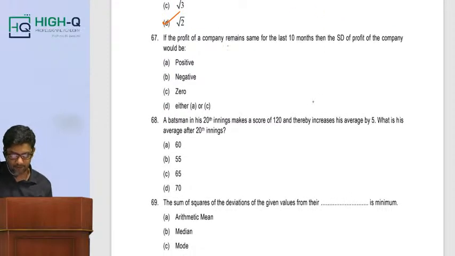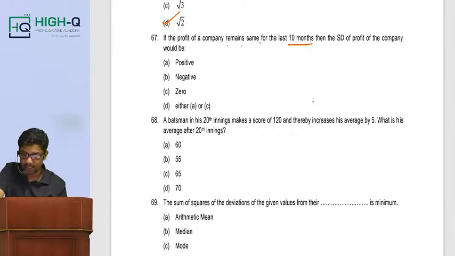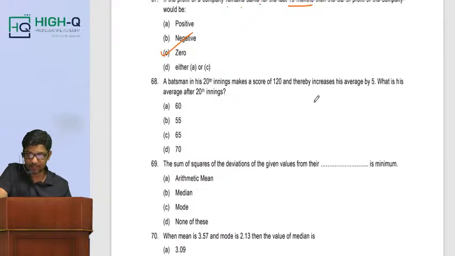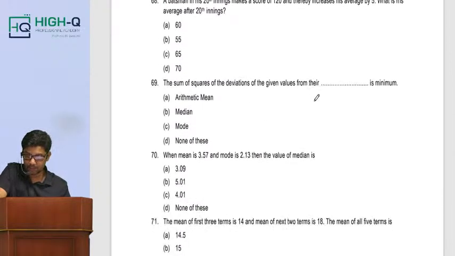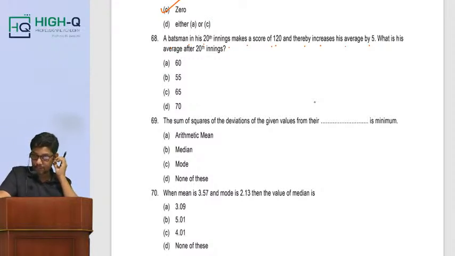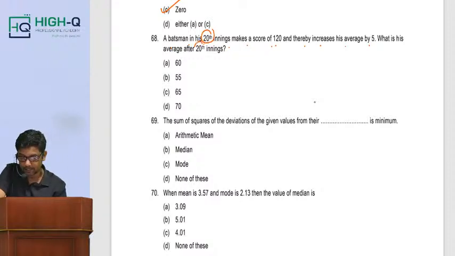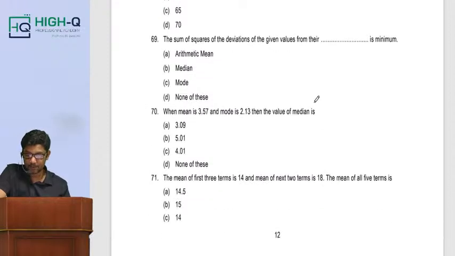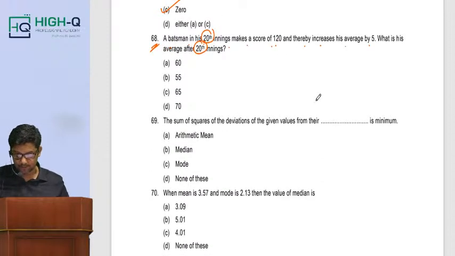The profit of a company remains same for the past 10 months. That means there is no deviation only. If there is no deviation, the standard deviation of the company would be what? 0. Now, the batsman in his 20th innings makes a score of 120 and thereby increases average by 5. What is the average after 20th innings? 60, 55, 65, 70. I don't think this will be the 20th inning. Let me come to this question later, because according to the average I'm talking about.